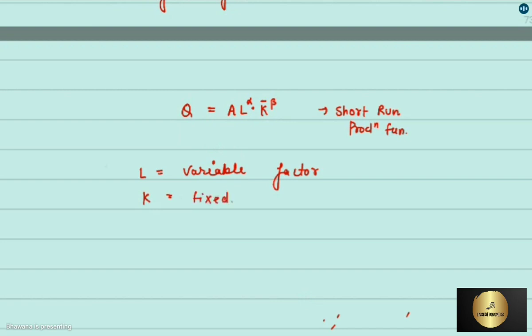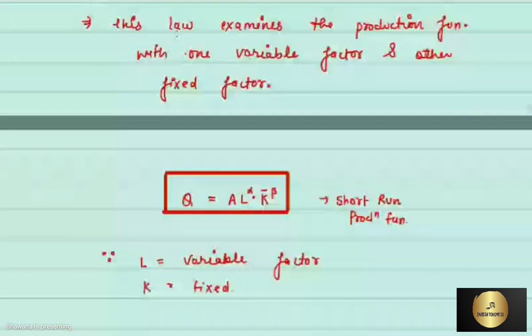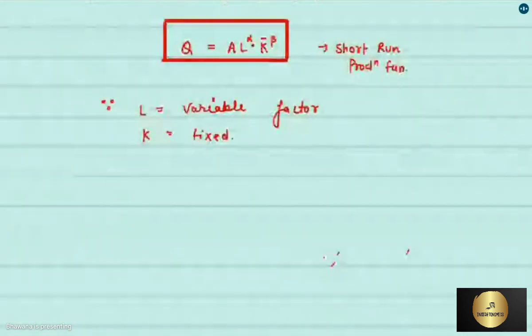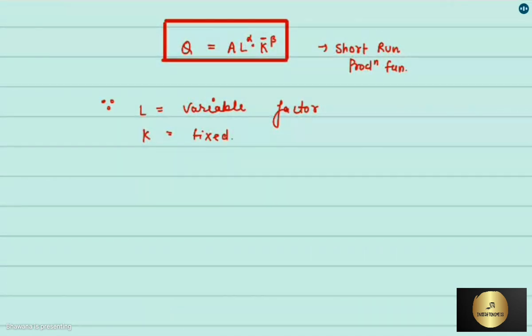We are assuming this here, okay? Q is the output. This is your short run production function. In the long run, you can also vary the capital, but in the short run you cannot vary the capital because the capital stock is fixed. But you can vary the labor. So while keeping the capital constant and varying the labor input, how that change in labor will affect your output will be considered under the law of variable proportion.